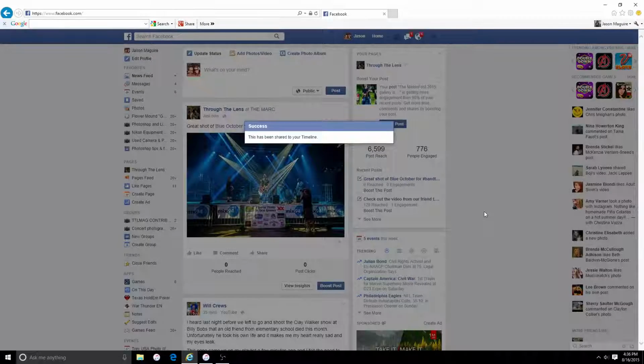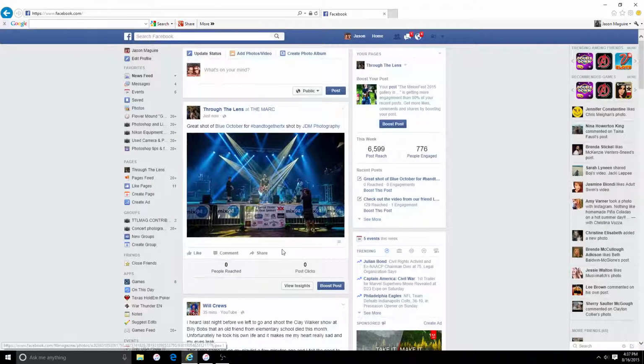So there's about 1,600 of Blue October's fan base who have seen it as well. But now I'm going to also share it in some groups. I'm a member of some Blue October groups. At one point, I'd actually made a list of what the most popular groups were, but I have lost that since then.